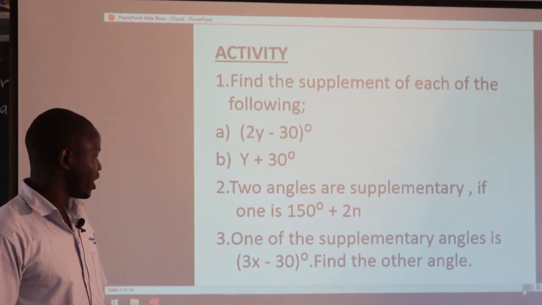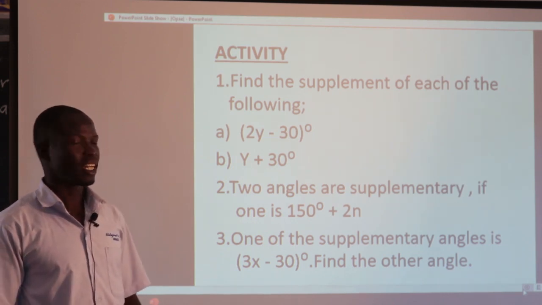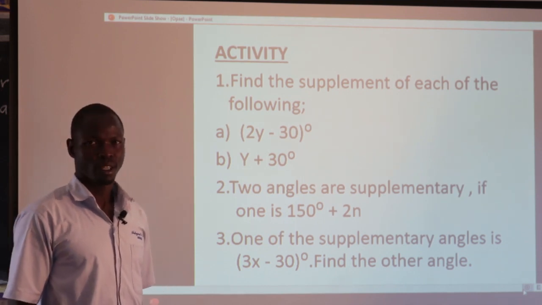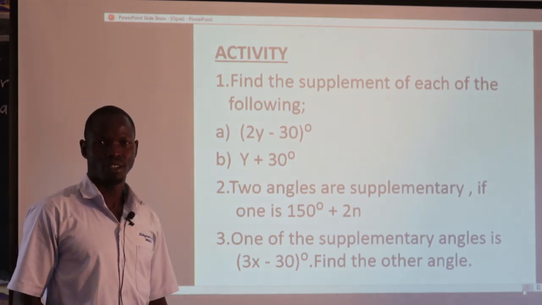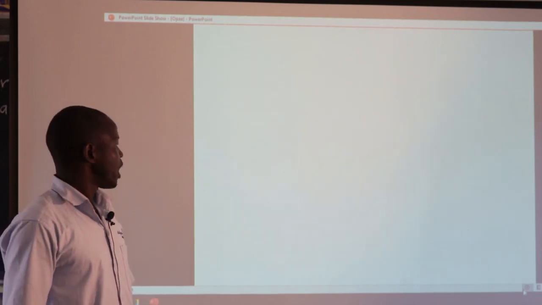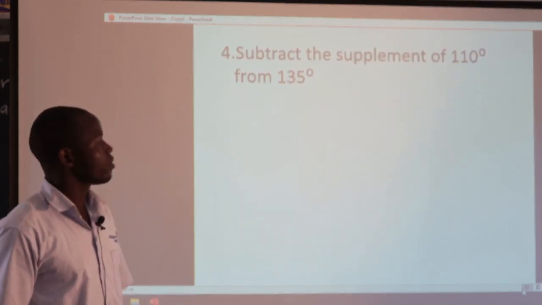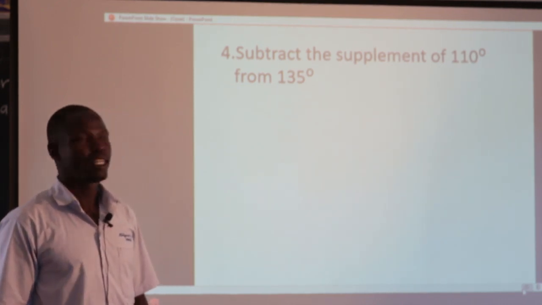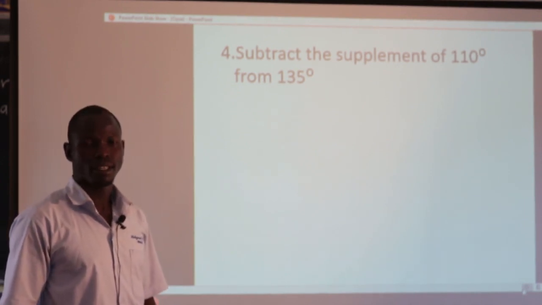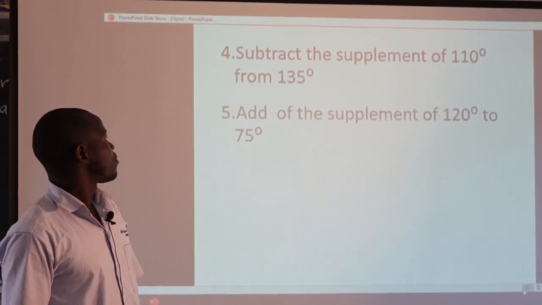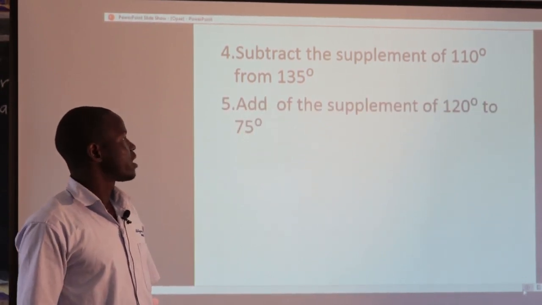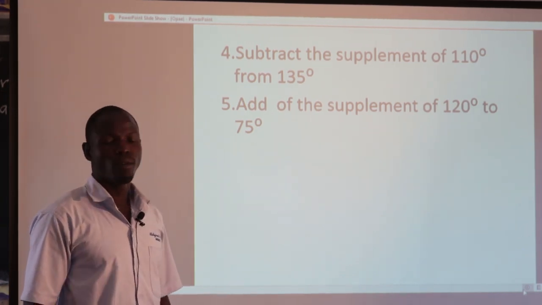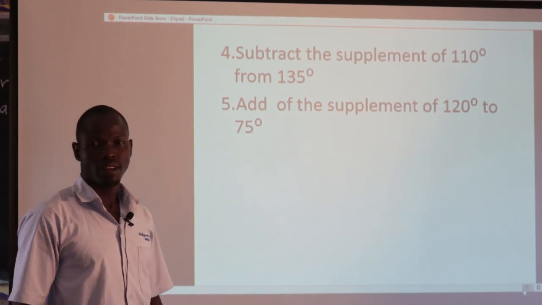Our question 3 in our activity says, one of the supplementary angles is, into brackets, 3x minus 30 degrees. Find the other angle. That one is proper. Thank you very much. Our activity question number 4 says, subtract the supplement of 110 degrees from 135 degrees. Question number 5 says, add the supplement of 200 degrees, add the supplement of 120 degrees to 75 degrees.